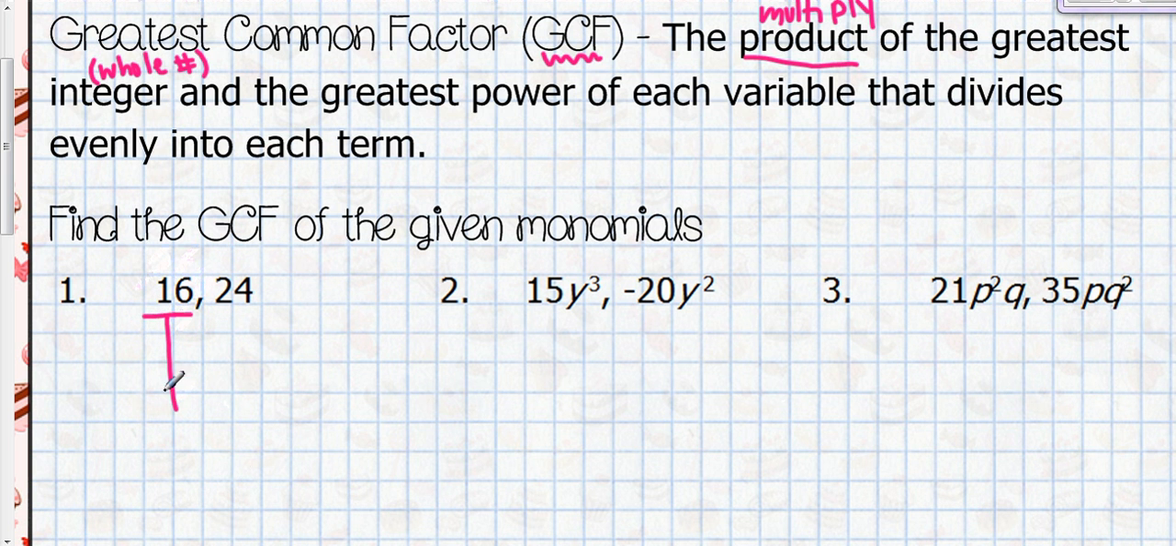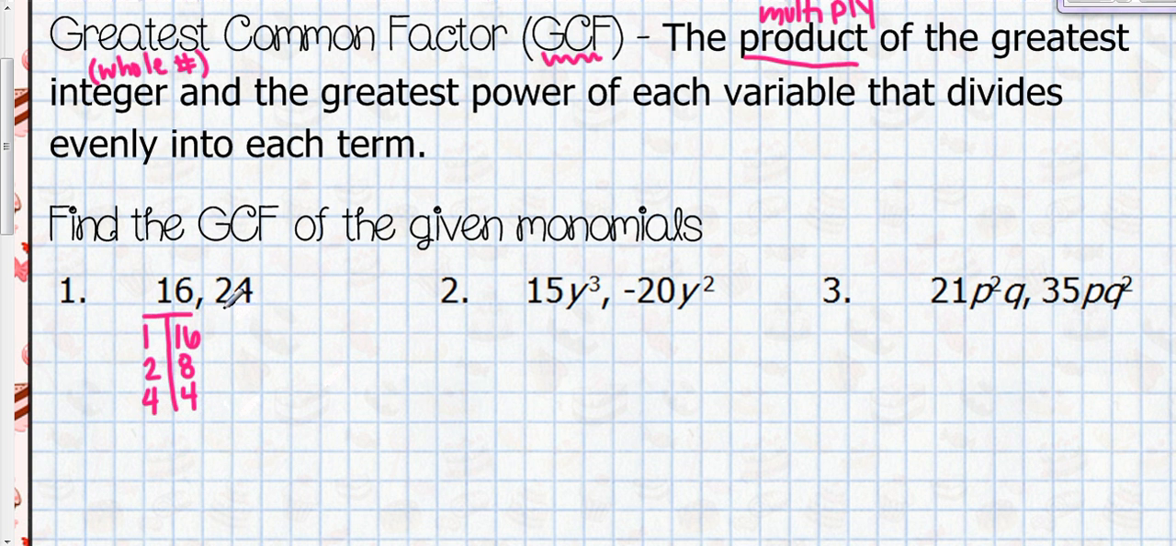So when I think about the factors of 16, I have 1 and 16. Okay, something that multiplies together to give you this number. We have 2 and 8. And then we have 4 and 4. Okay, I can't think of any others. 5 doesn't work, 6 doesn't work. Once they repeat, you can stop listing them out.